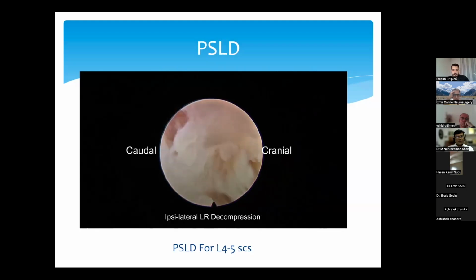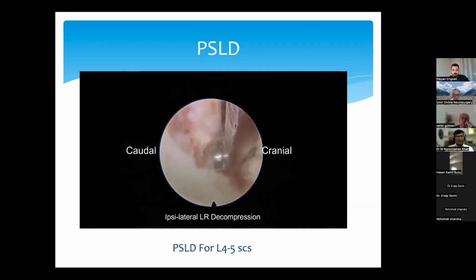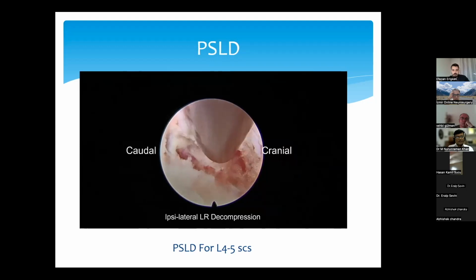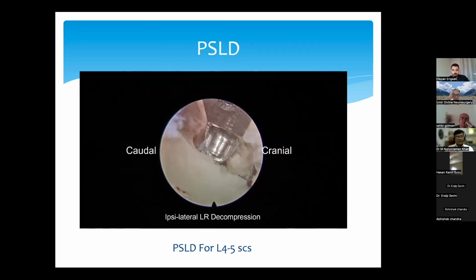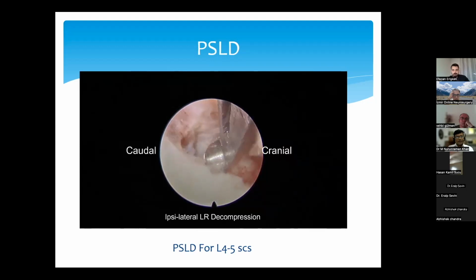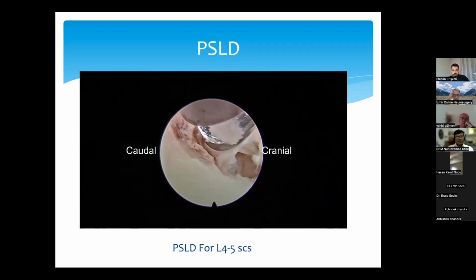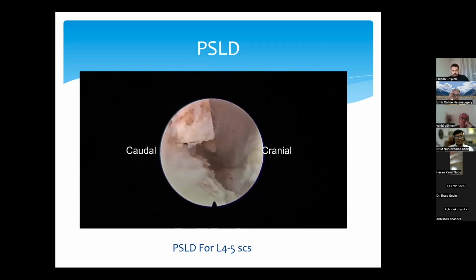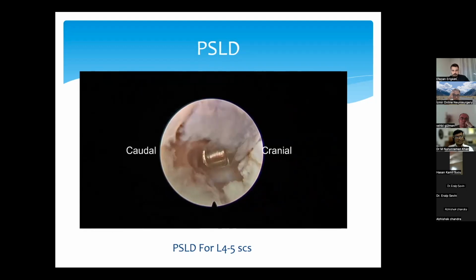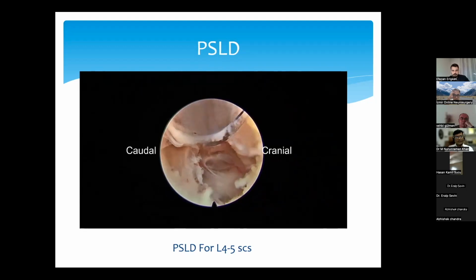That is the lateral side of the facet joint, and this is the root exiting area of the ipsilateral side. And just cutting the bone piece in a piecemeal manner, not giving any traction. If I give more traction, there will be more bleeding.